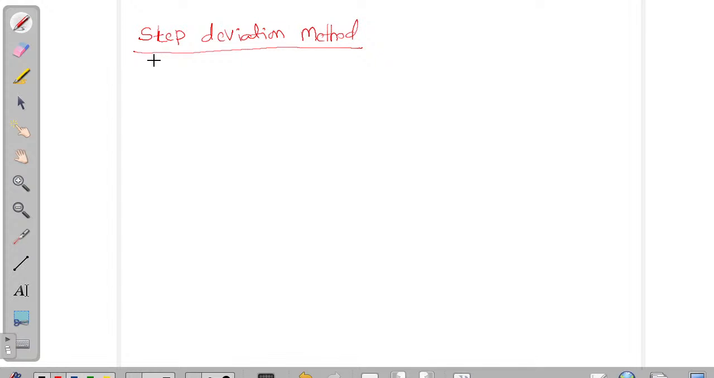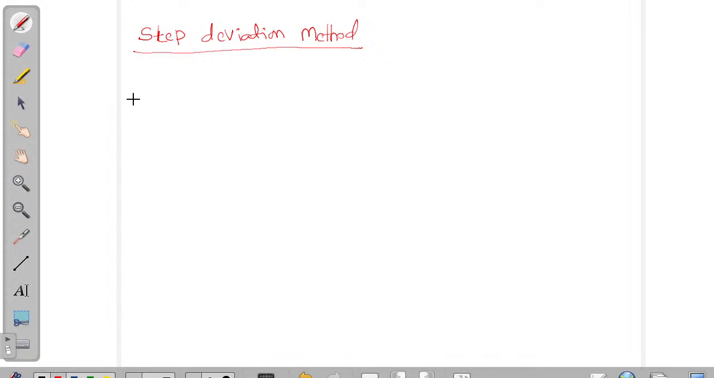Today's class is step deviation method. Day before yesterday we learnt about the assumed mean method. Now we are going to discuss the step deviation method and how to solve problems in the step deviation method.